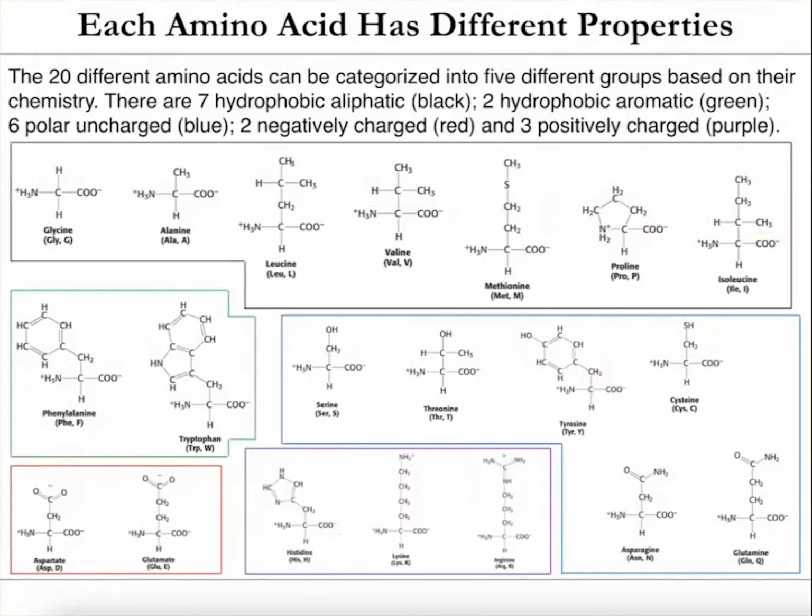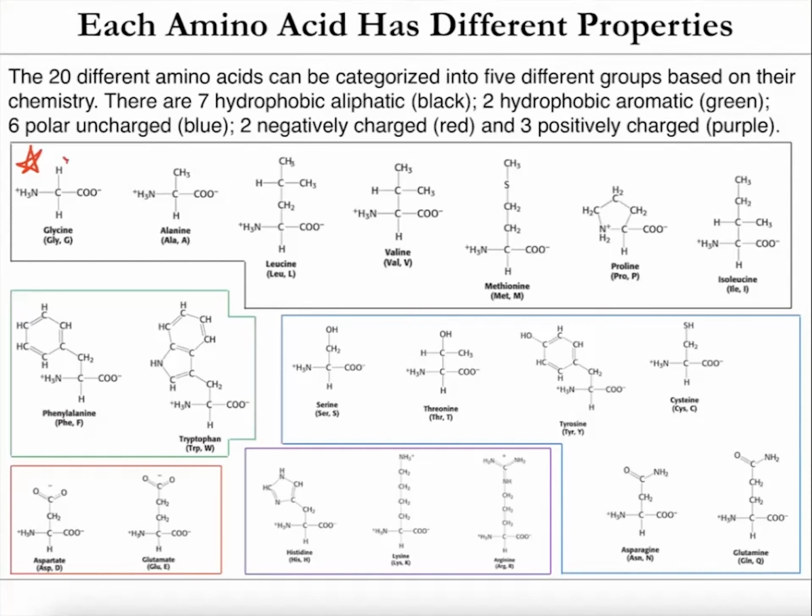So each of these amino acids has different properties, but they can be broken up into 5 different groups, basically, based on their shared characteristics. And that's what I've sort of done here. So in this box right here, there's 7 amino acids that are hydrophobic, have hydrophobic side chains. Basically, these side chains don't want to interact with water. And they're aliphatic, which that's not a term you really need to know. It's basically they're just made up of these hydrocarbons for the most part, and with no aromatic rings.